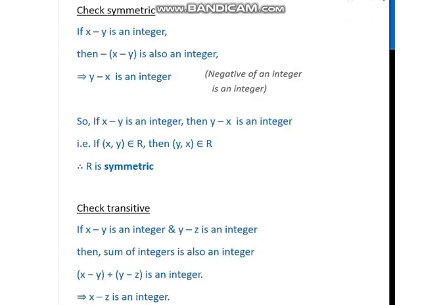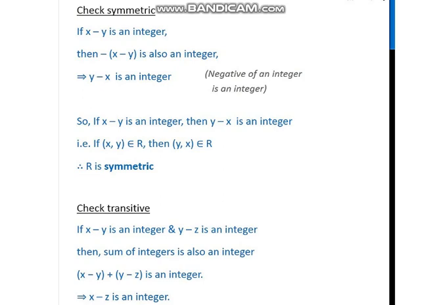Now for symmetry, we know that x minus y is an integer. If x and y are integers, their subtraction will be an integer. Now Z contains all negative and positive integers. Therefore, we can say that minus of (x minus y) also belongs to Z, and therefore y minus x is an integer. So here we can say that (x, y) belongs to R implies (y, x) belongs to R, and hence R is symmetric.